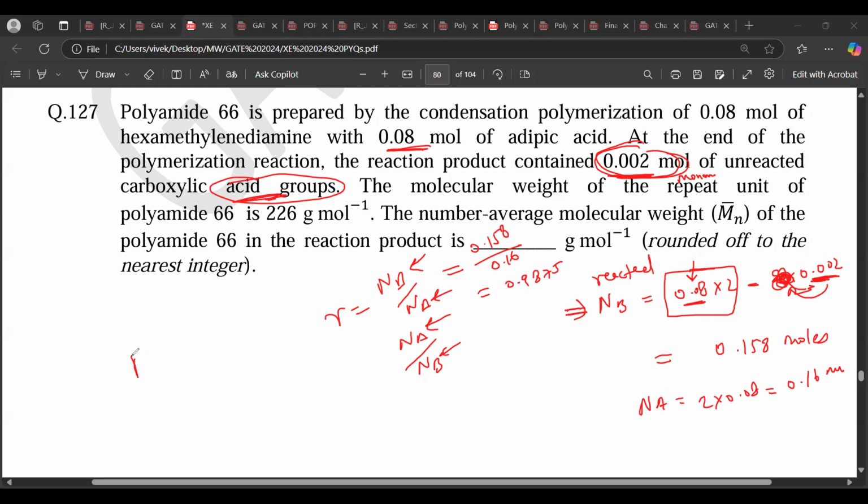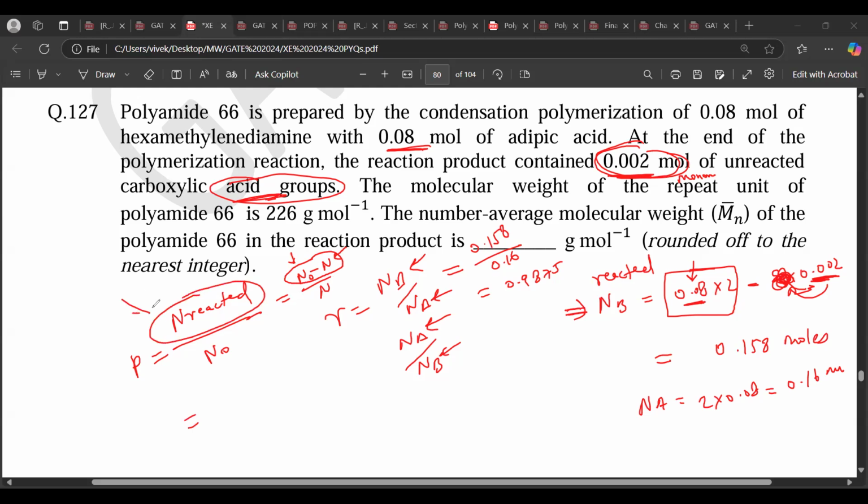Now, what is P? P is N reacted by N naught. Don't use N naught by N as the direct fraction, okay? Or you can write N naught minus N divided by N naught. This also tells you the reacted only, right? How many were initially available, non-reacted? At the last, how many are non-reacted? You subtract, you get the reacted. So how many are reacted?